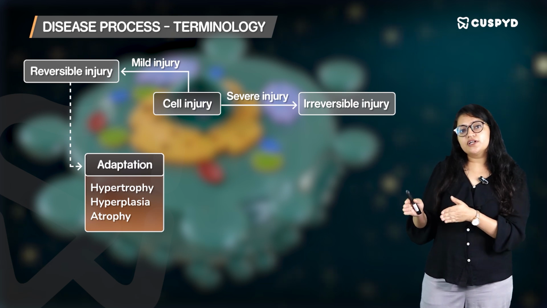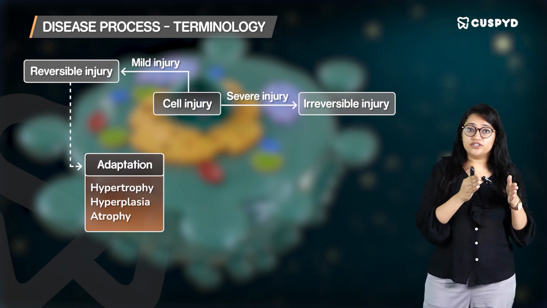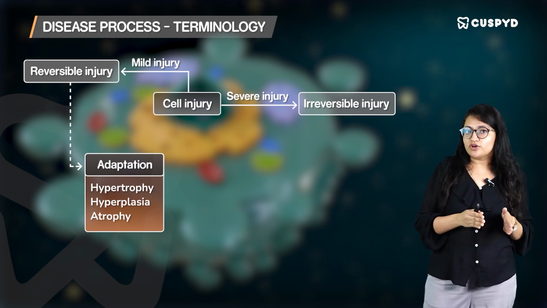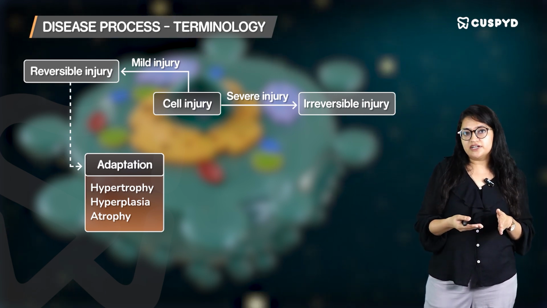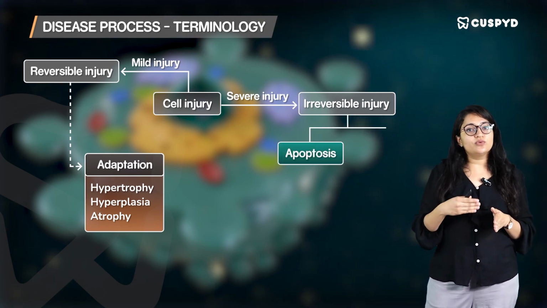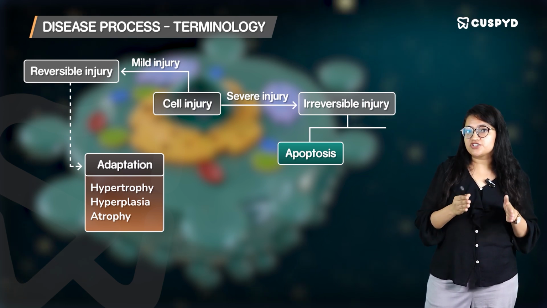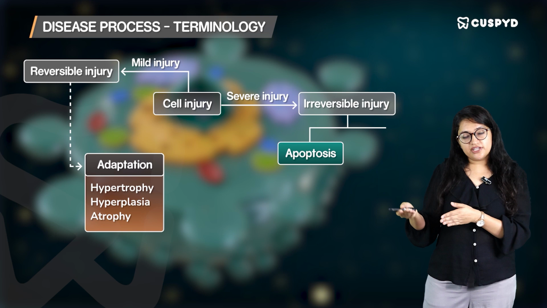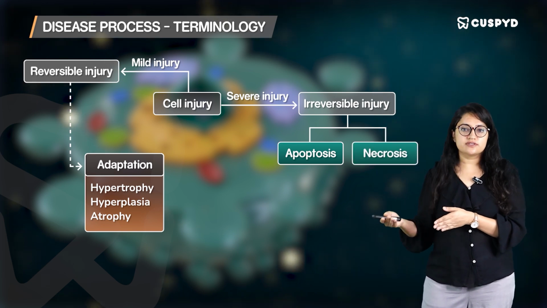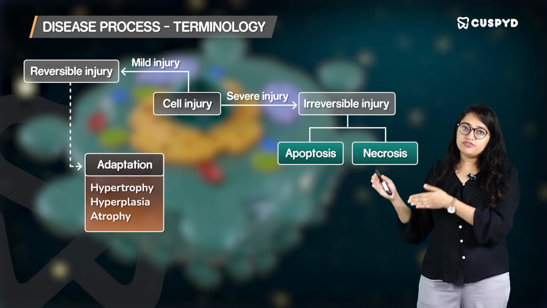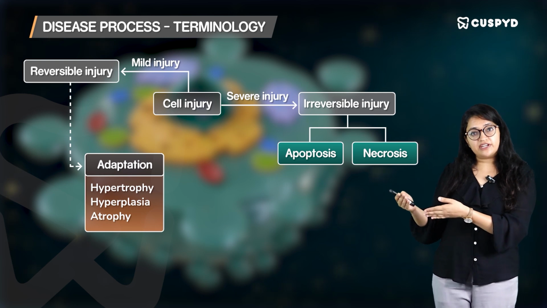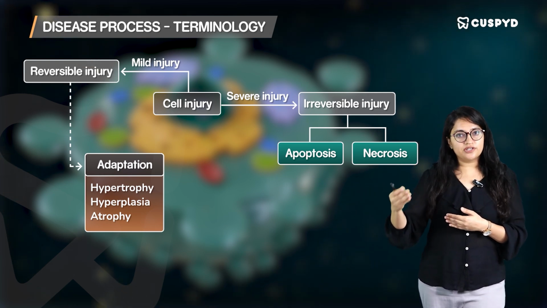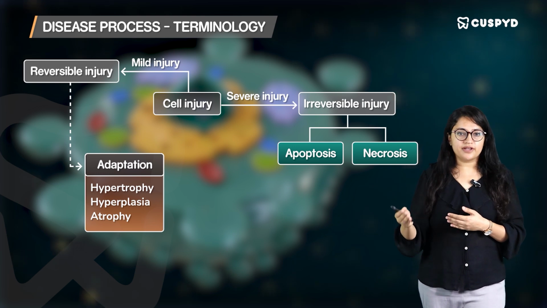To shut down the factory, there are two ways: either you shut it down yourself or someone else will come and shut it down. If you are shutting it down yourself, it is programmed cell death. It is apoptosis when the body itself is shutting the cell down. If someone else is coming and destroying it and shutting it down, then it is called necrosis. This is the fate of your cell, the fate of your factory, after irreversible damage happens. The factory has to shut down by either apoptosis or necrosis.